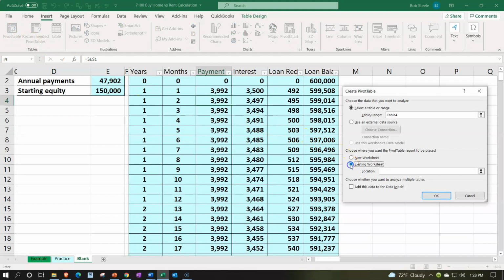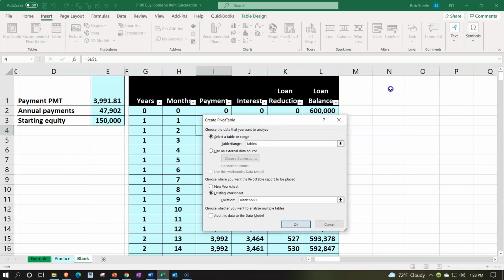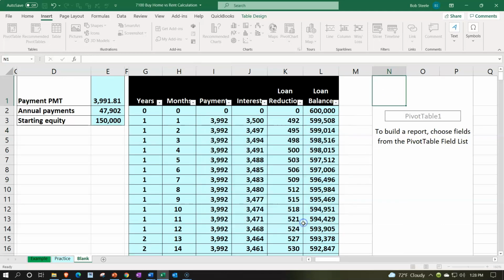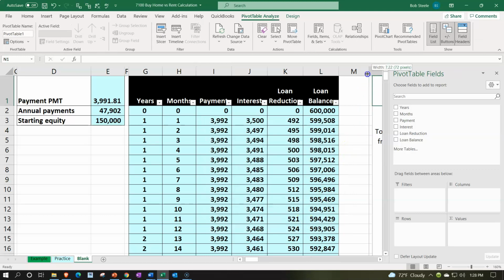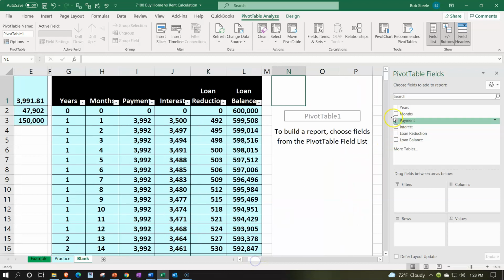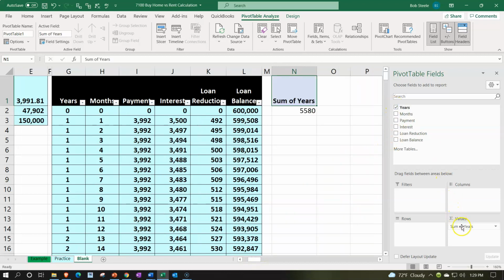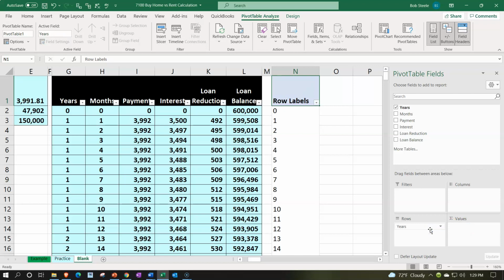I'm going to go to an existing worksheet, and I'm just going to put that right here in column N1. In N1, place in the pivot. Let's make this a little smaller. And so we'll bring out the years down here. Going to pull that to the left. I'm doing this quickly because we've seen this in the past. So we'll just reconstruct the pivot table.